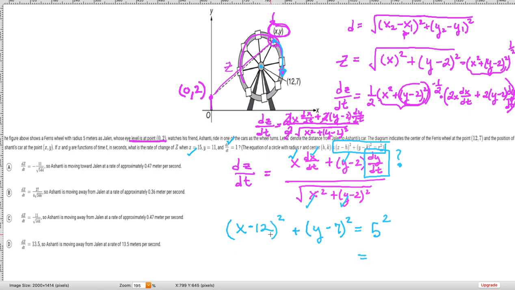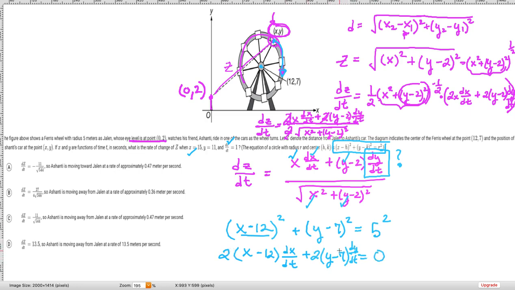And what you're going to do is differentiate this entire relationship with respect to t, so you can solve for dy/dt, because the only thing that will be missing is dy/dt. So you're going to get 2, because this is the inner function, (x minus 12) times dx/dt, the derivative of the inside. So I brought down the 2. The derivative of the inside is just the derivative of x with respect to time, which is dx/dt, plus 2 times (y minus 7) times dy/dt. And then the derivative of the constant 25, or 5 squared, is 0.